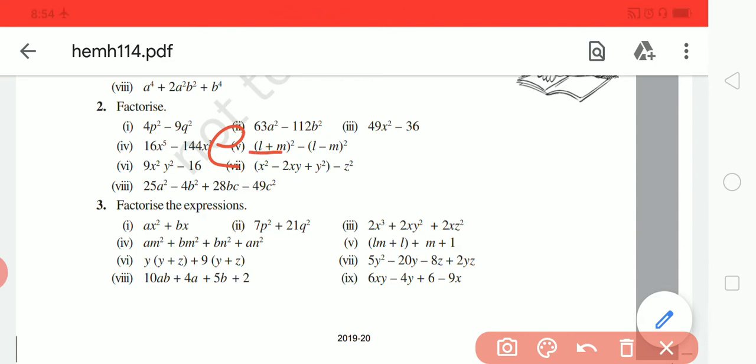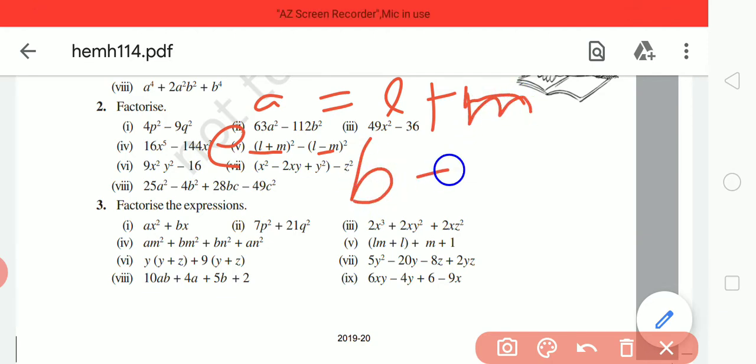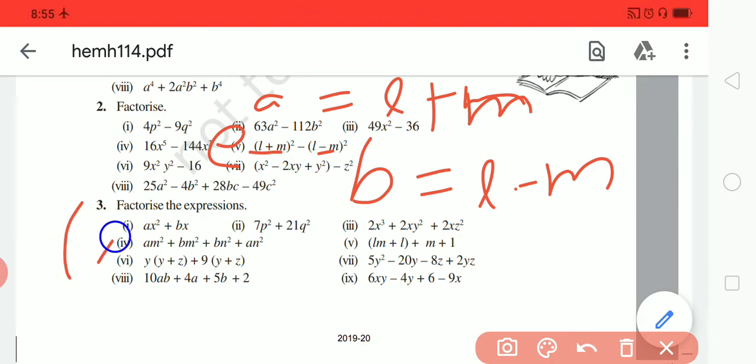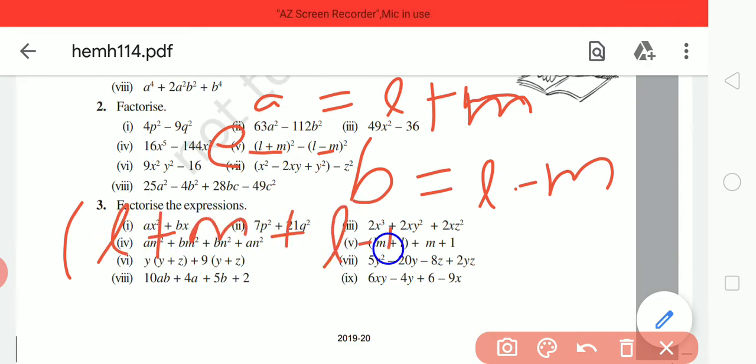Here you have (l plus m) whole square minus (l minus m) whole square. So if you take a as l plus m, and b as l minus m, then this is a square minus b square, and this is equal to (a plus b) into (a minus b). So at first we will add l plus m and l minus m, then we will subtract. It doesn't matter, you can subtract at first also.